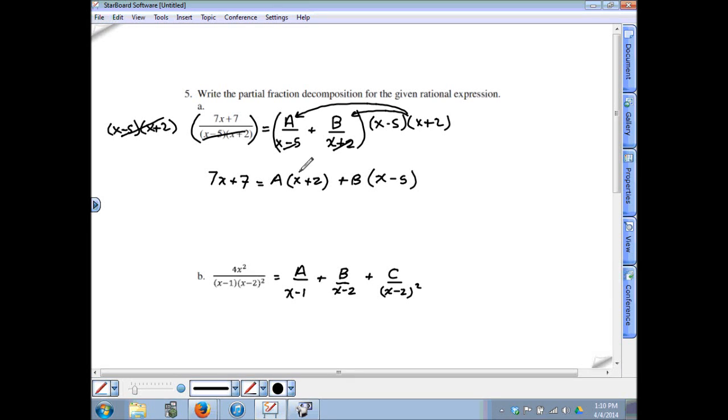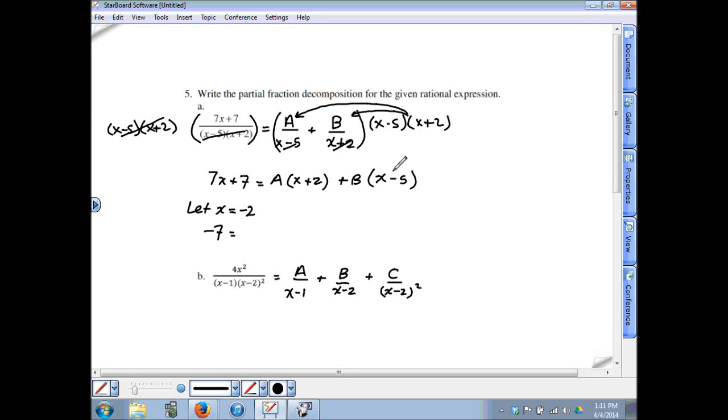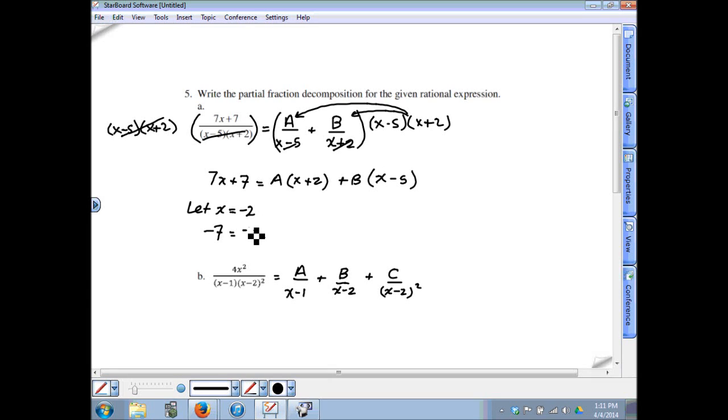For example, if you plug in a negative 2 right here for x, negative 2 plus 2 is 0. 0 times A is 0, so the A would disappear. So I'm going to let x equal negative 2 for my first convenient value of x. Plug in a negative 2 for all the x's. So if you plug in a negative 2 right here for this x, that's negative 14 plus 7, which makes a negative 7. Now the negative 2 in place of this x causes this term to disappear. Negative 2 minus 5 is negative 7. Negative 7 times B is negative 7B. If you divide by negative 7 on both sides, you get a value of B where B equals 1.